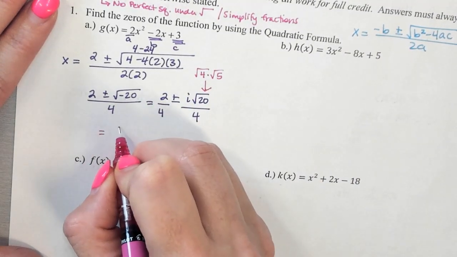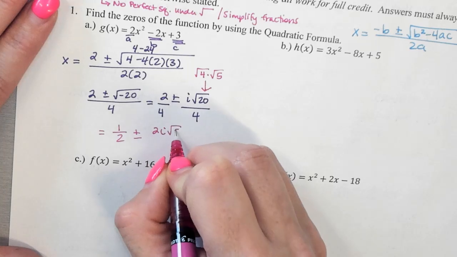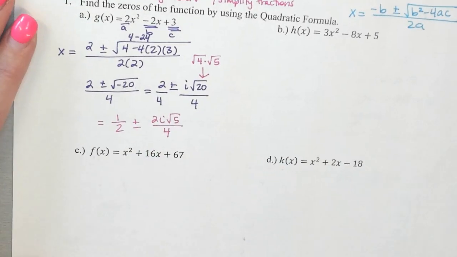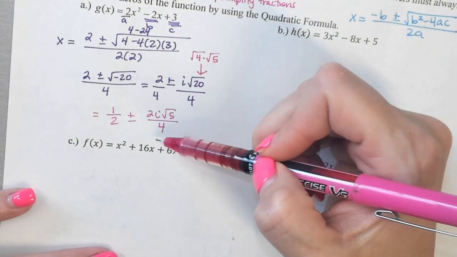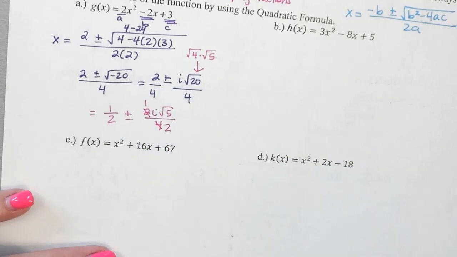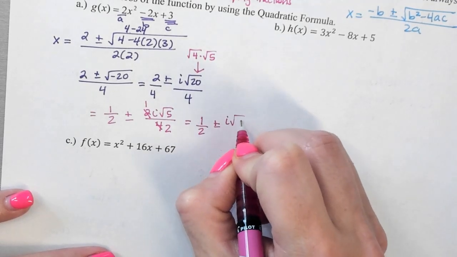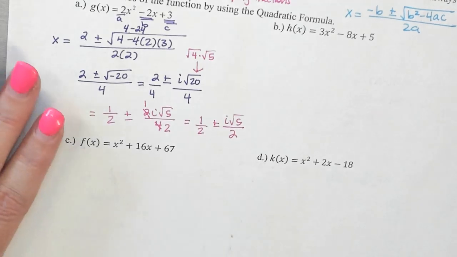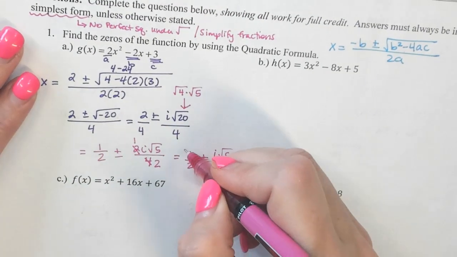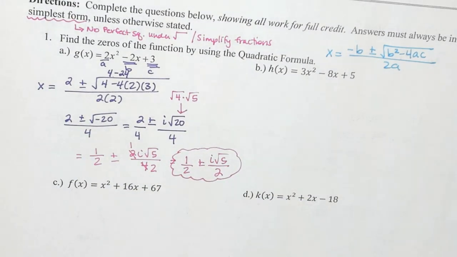So that's going to be 1/2 plus or minus. The square root of 4 is 2, so it's 2i root 5 divided by 4. You also need to check on the outside of the radical. So again, 2 over 4 reduces to 1/2. The way that you would write that is 1/2 plus or minus i root 5 divided by 2. If you kept this as 1, I wouldn't mark that wrong, but anytime you have the i in there, you should write it in a plus bi form. So make sure that you keep that in mind.